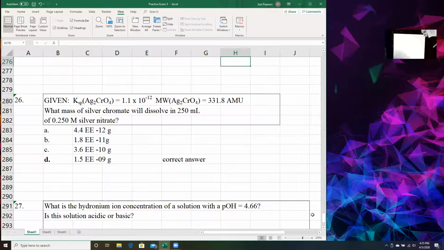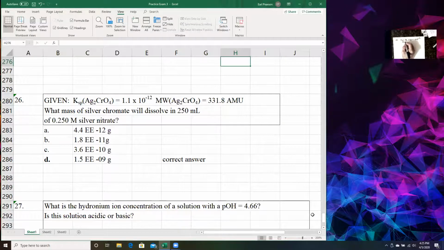26, you've got the silver chromate precipitate. What mass of silver chromate will dissolve in 250 milliliters of 0.25 molar silver nitrate? So I've got 26. I've got the KSP of Ag2CrO4 is 1.1 times 10 to the negative 12.